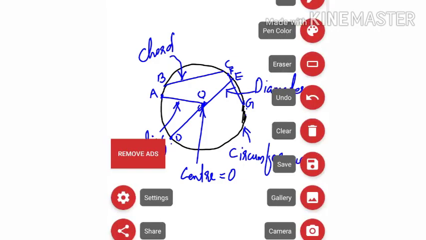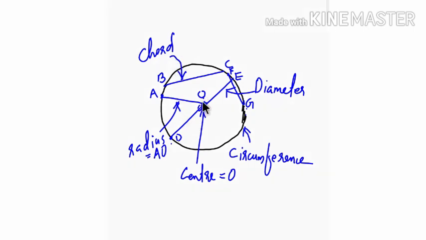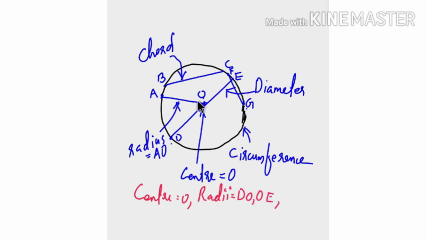So now let us name the parts of the circle. What is the center? The middle point of the circle is called the center. So center is O. Now what are the radii? Radii means the plural form of radius. DO is a radius. OE is also a radius. And the third radius is AO, or OA.